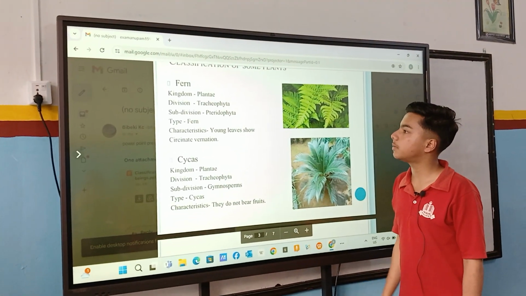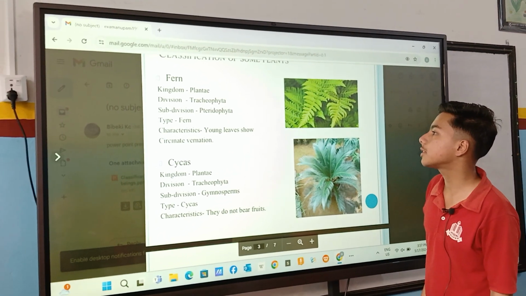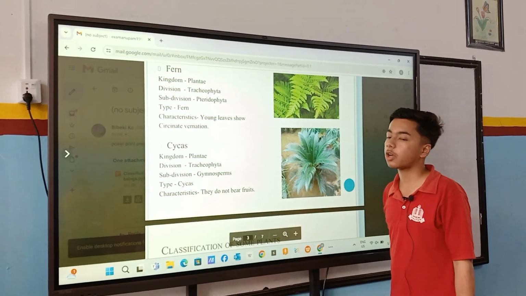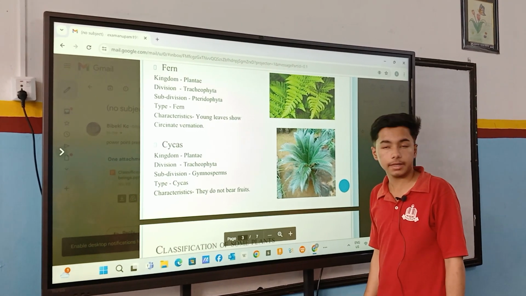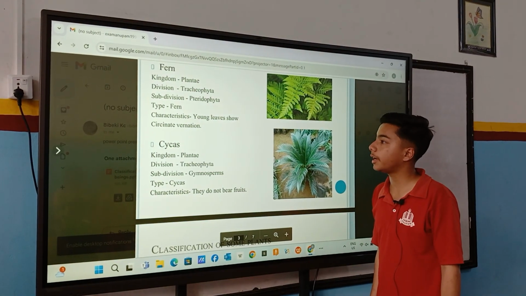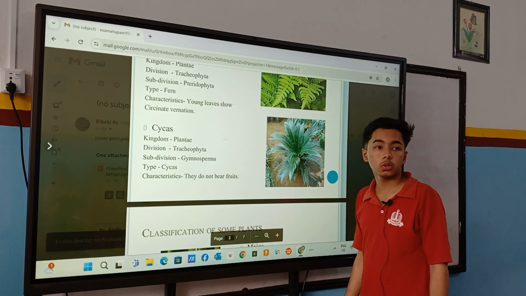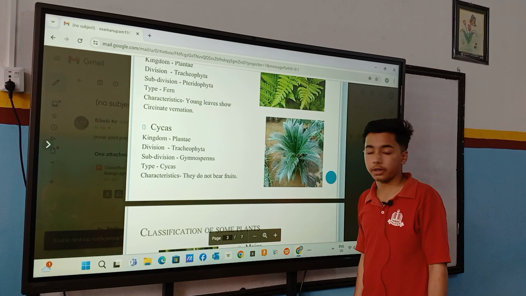Fern is classified into the Tracheophyta division. The subdivision that it lies in is Pteridophyta. Its main characteristic is that its young leaves show circinate venation.